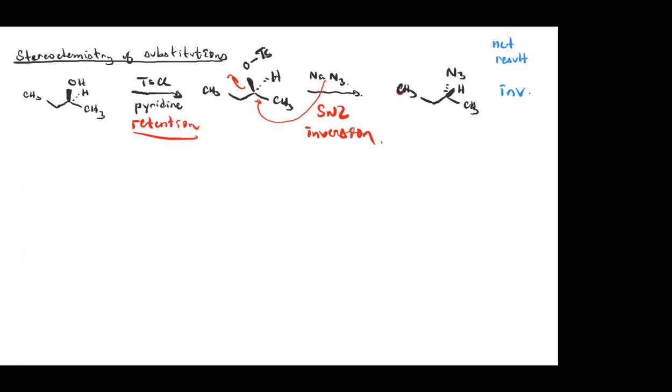So let's think about what happens if I want to make that same alkyl azide, but I don't have access to the sulfonate esters. And so, okay, you say, I've got to make the OH a good leaving group. I guess I'll try and react it with thionyl chloride.